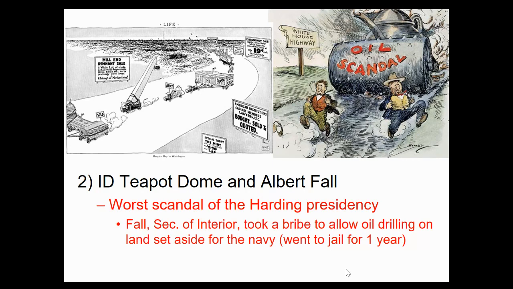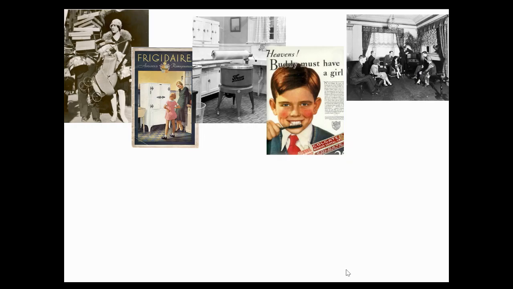And the Teapot Dome scandal is an example of the worst scandal of the Harding presidency, okay? And Albert Fall was the Secretary of the Interior. And basically, he took a large bribe allowing for drilling on Teapot Dome in Elk Hills, California, which was land that was set aside as oil reserves for the Navy in case we ever go to war again, right? He was caught and he went to jail for a year, but it became a national scandal and was just a symbol of the kind of corruption that was happening under Harding's administration.